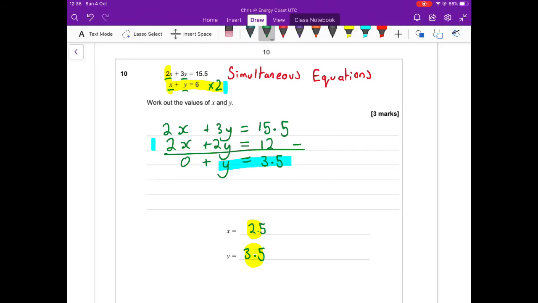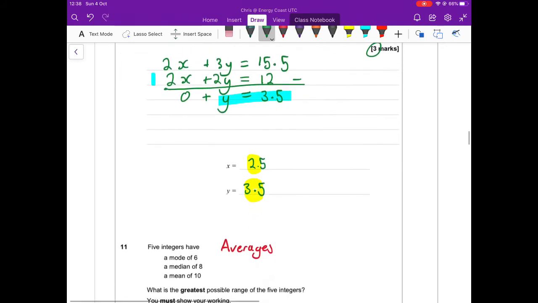I'm finished. Okay, really handy if you can get a hold of them. Okay, 3 marks, quite nice, and they'll be quite similar in the actual test when you come to them. Okay, they're called simultaneous equations.